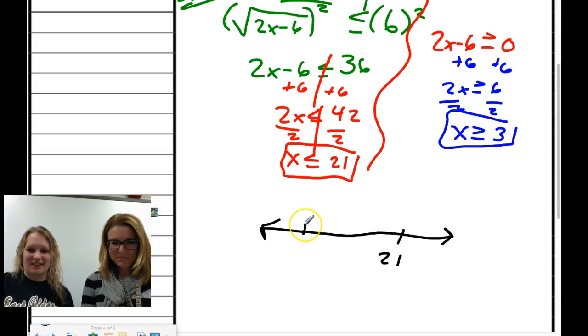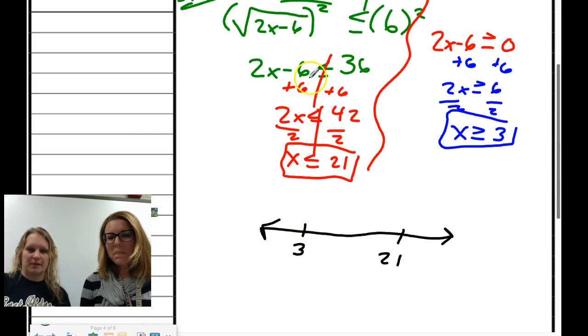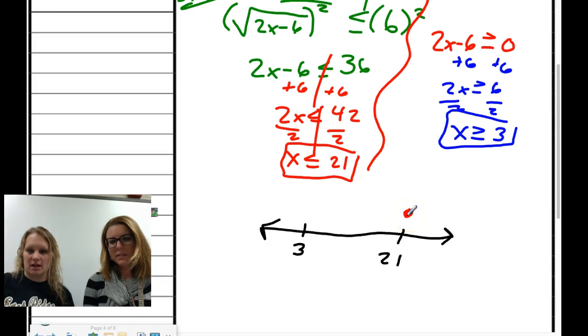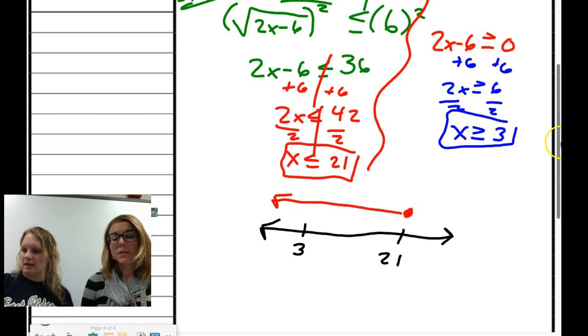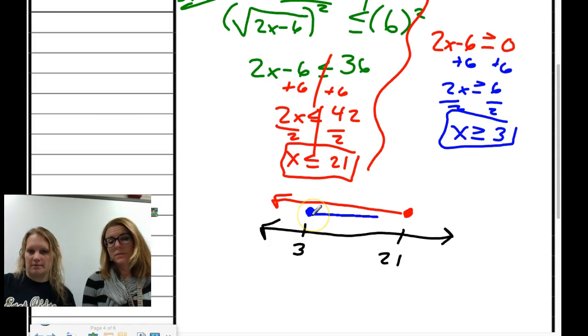So I've got a 21 and I've got a 3. The red is x is less than or equal to 21. So that's a solid circle, going to the left, less than or equal to. And then the blue is 3, solid, greater than or equal to 3. If you see, we overlap here, so it's an and problem.